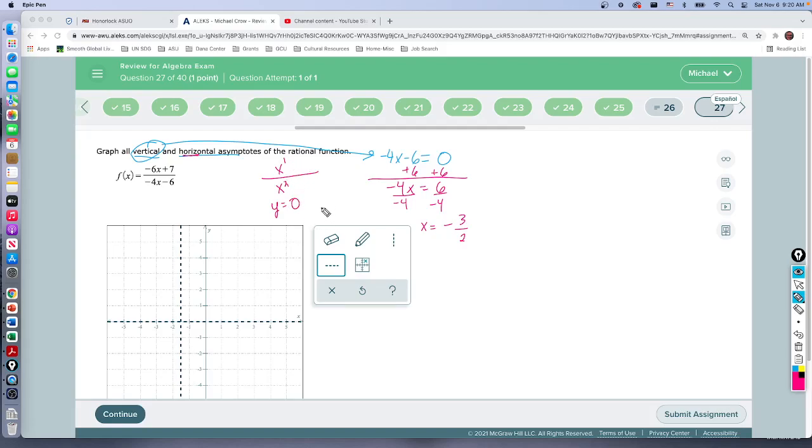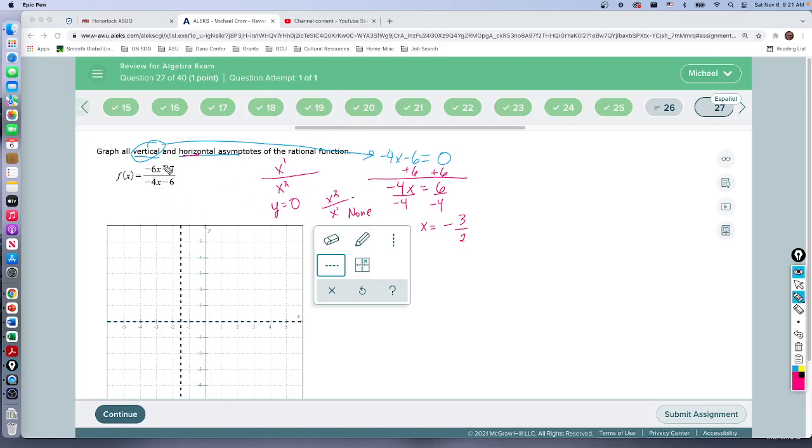The other thing is if the numerator is bigger than the denominator, so if we had x squared over x to the first, then there is no horizontal asymptote. This goes off to infinity, right? So this gives us none. So we wouldn't have to put anything.